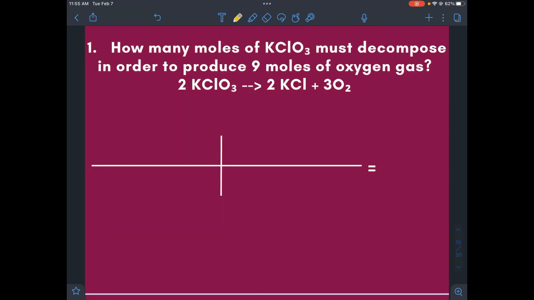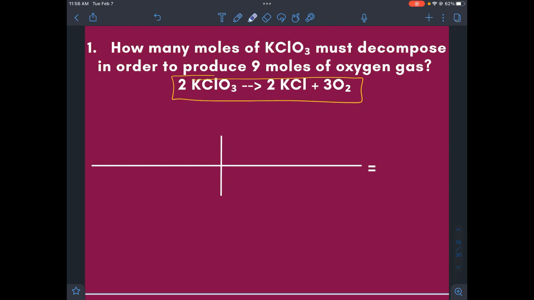All right, so let's jump into the first problem here. Number 1 says, how many moles of KClO3 must decompose in order to produce 9 moles of oxygen gas? And the balanced equation is provided. We will sometimes provide that for you. Sometimes we'll ask you to balance it. That's a skill that we learned in Unit 5, but for now, we're giving you the balanced equation.